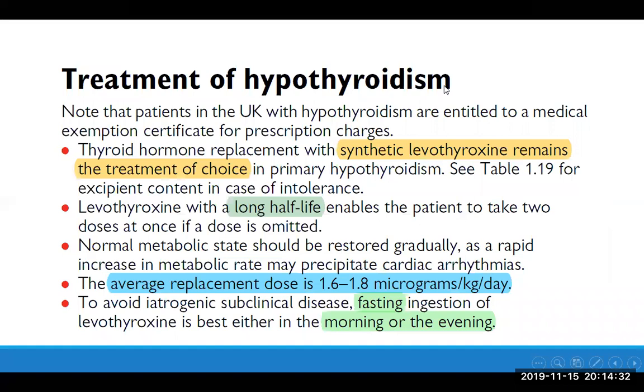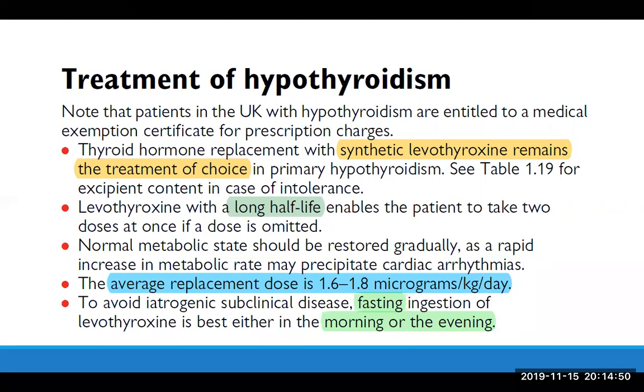This is from the Oxford Handbook, how to treat hypothyroidism. The same, actually. Levothyroxine is the main line of treatment. Of course, the half-life of levothyroxine is about 6 days, so you can combine 2 days' dosage of levothyroxine.